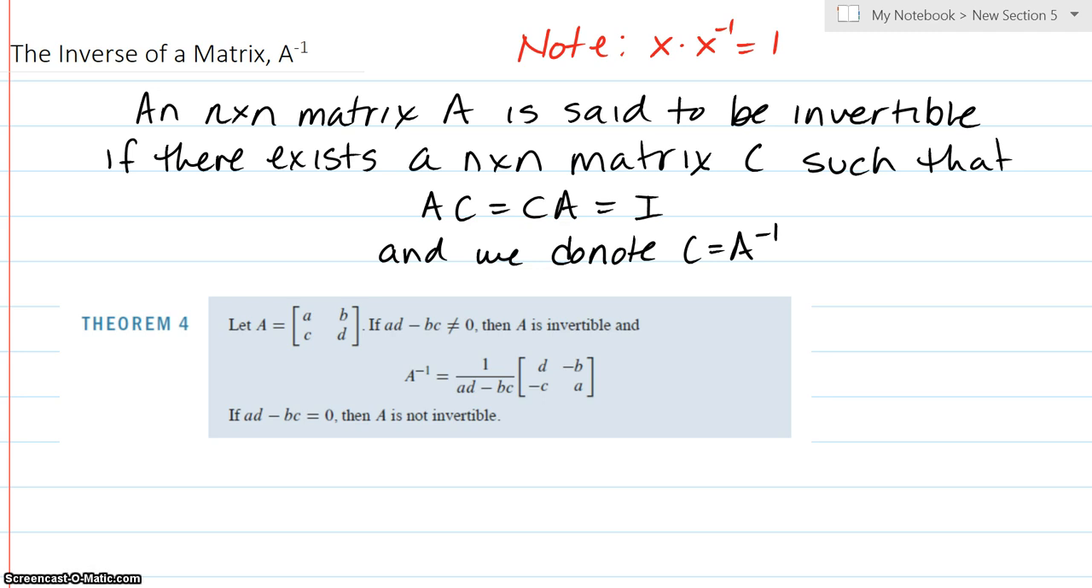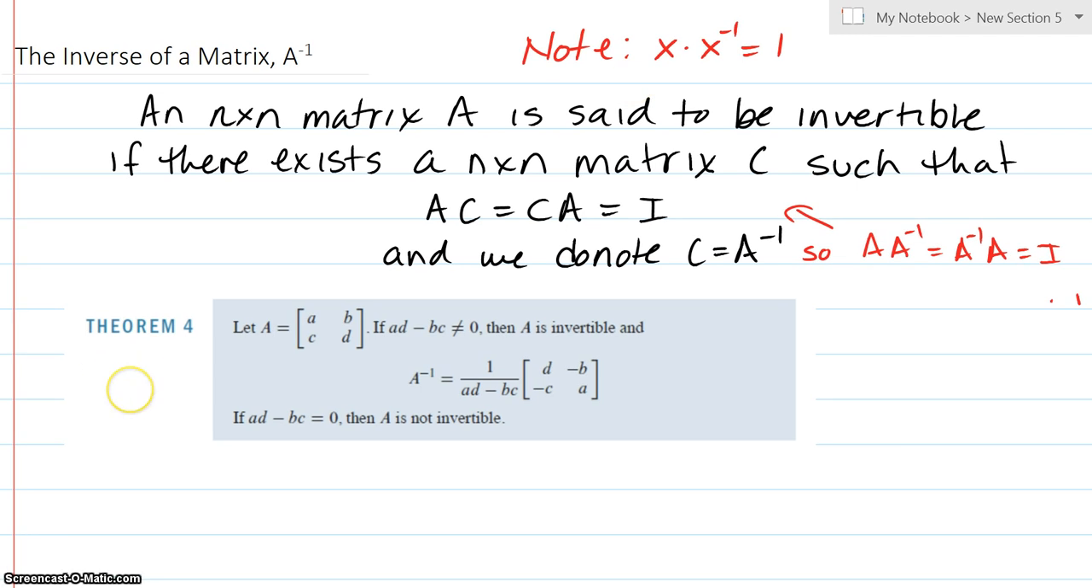So with matrices, an n by n matrix, a square matrix, is said to be invertible if there exists an n by n matrix C, such that when you multiply them together both ways, because they're not commutative, it is equal to I. And they denote that C to be A inverse, so you could write it as A times A inverse, just like we did up here.